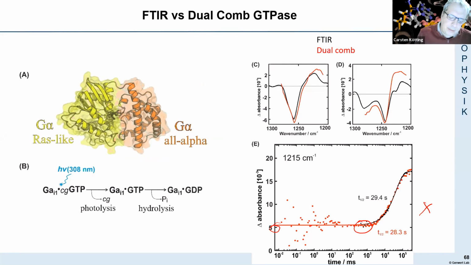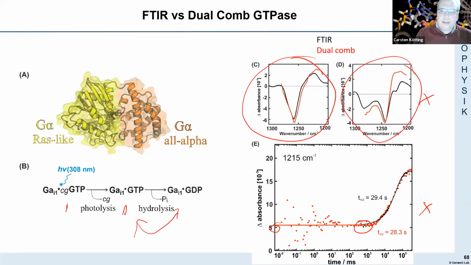And then the spectral comparison here is also nice. You see the photolysis spectrum, so the difference of the caged GTP and the GTP state. Again, the comparison FTIR versus dual comb shows the same, and then the difference spectrum of the hydrolysis here. And again, both show very similar spectra.